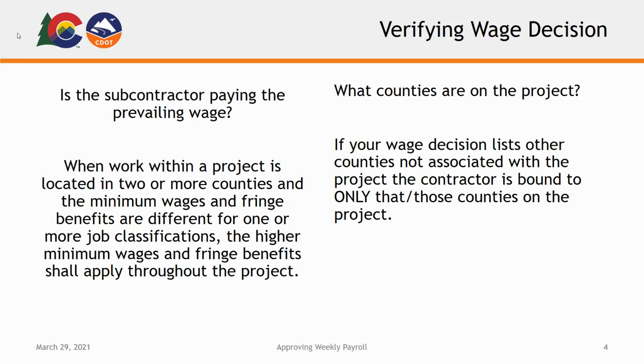If your wage decision lists other counties not associated with the project, the contractor is bound to only counties that are on the project. Therefore, if a contractor is using CO 210006, and that includes Adams, Arapahoe, Broomfield, Clear Creek, Park, etc., but the project is only in Adams and Arapahoe, then those are the only two that are needed.